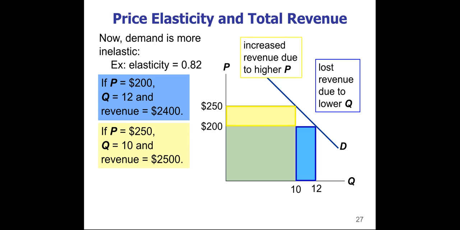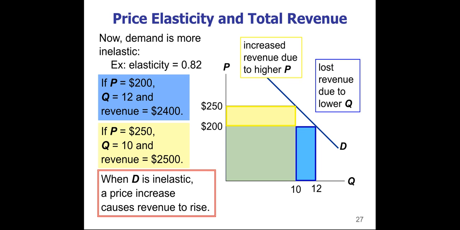At our new higher price of $250, we're only going to lose 2 customers, so we're going to make $2,500 in revenue. So the yellow box in this case is higher than the blue box, because the increase of $50 in price is going to give us more revenue than what we're losing to the customers. Because this market is inelastic, it means that a price increase is going to cause my revenue to rise.